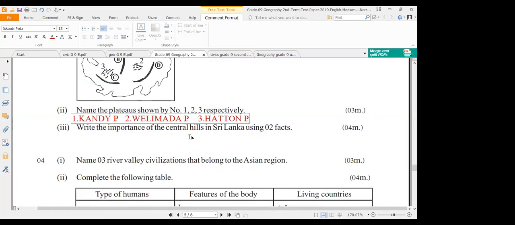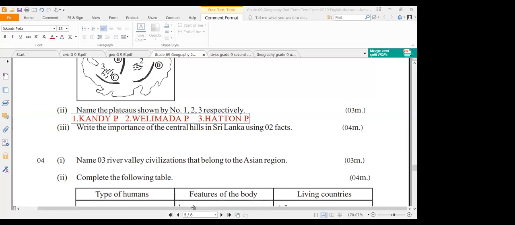Write the importance of central hills in Sri Lanka using two facts. Why are the central hills important? For the tourist industry, for biodiversity, and for tea cultivation. Yes, it is important for the tourist industry because waterfalls, botanical gardens, and hill country forests are located there.